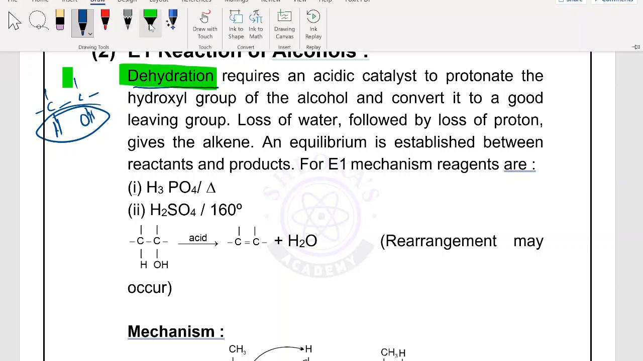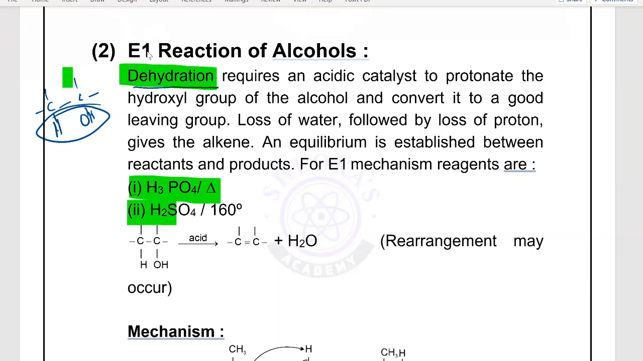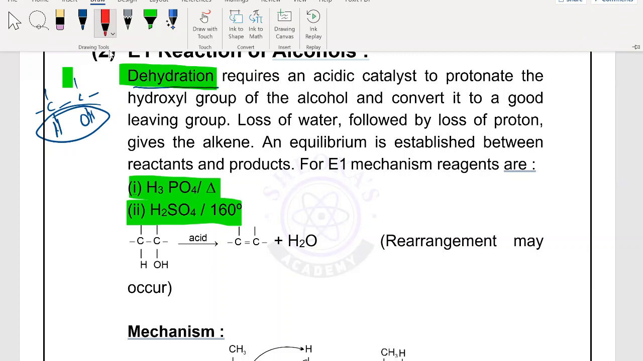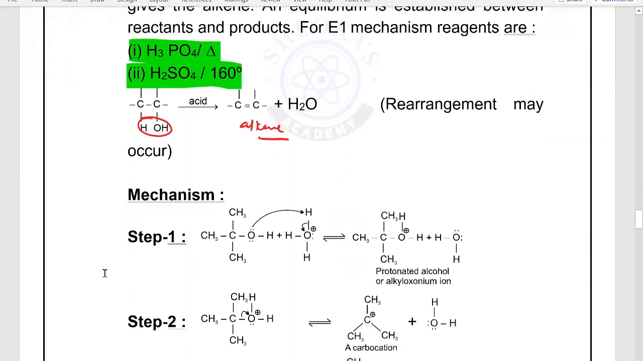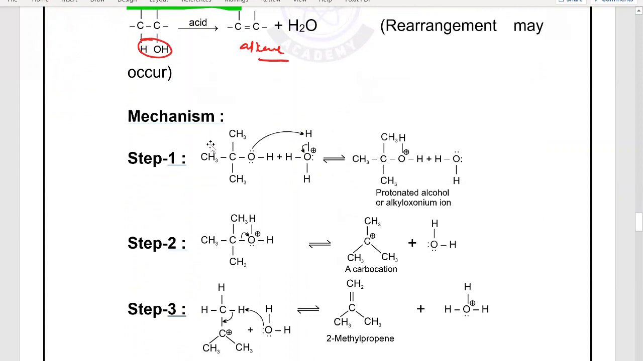And the reagents required are here. Two important reagents are required. They are H3PO4, very important, and H2SO4 upon heating. These are the two important reagents for this reaction. So see here, I am removing water from these two adjacent carbons. That creates a double bond between two carbon atoms. So that is also producing alkene. The mechanism is the same as E1 of alkyl halides. Only one different thing: here, the reaction is taking place in presence of acid, that is H plus or H3O plus.